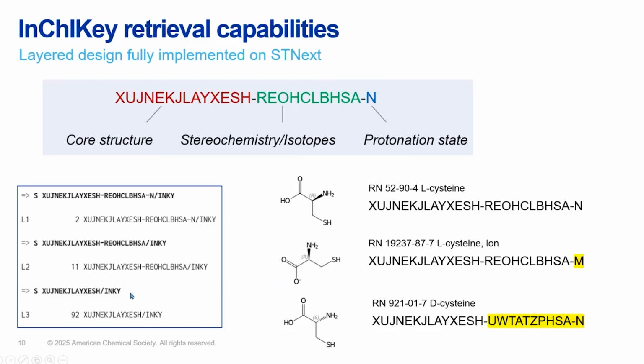And then finally, if you want to go even broader, you don't worry about the stereochemistry, the isotopes, or the protonation state of your substance when you want to do a search for it. You're just interested in this core structure. You can search at that level. And again, you can see you get additional hits that you would not have gotten with the additional levels of specificity. So you can plug into the system as broadly or as narrowly as you so desire.